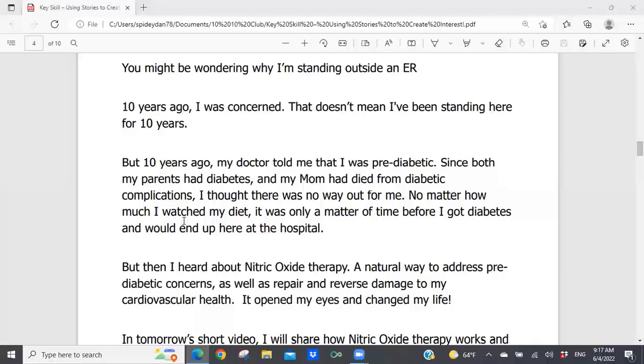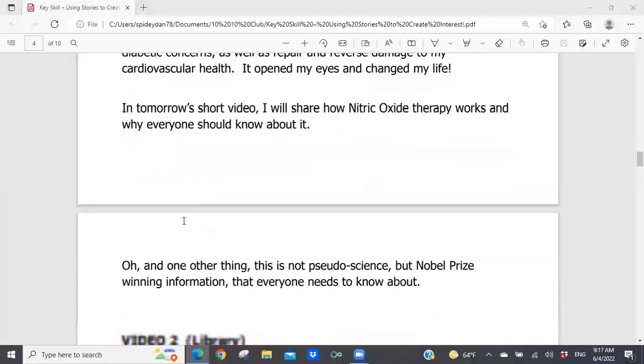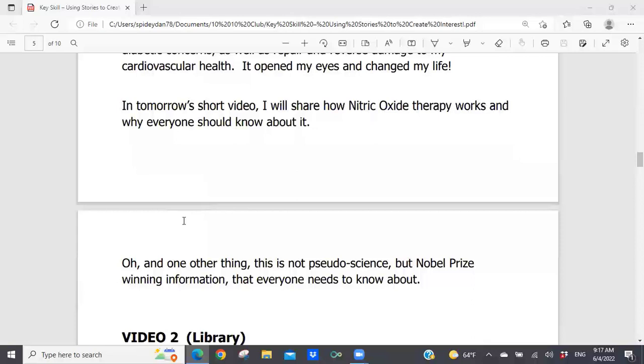Then I heard about nitric oxide therapy, a natural way to address pre-diabetic conditions, as well as repair and reverse damage to my cardiovascular health. It opened my eyes and changed my life. That's a powerful statement. And then he tells people what's going to happen.